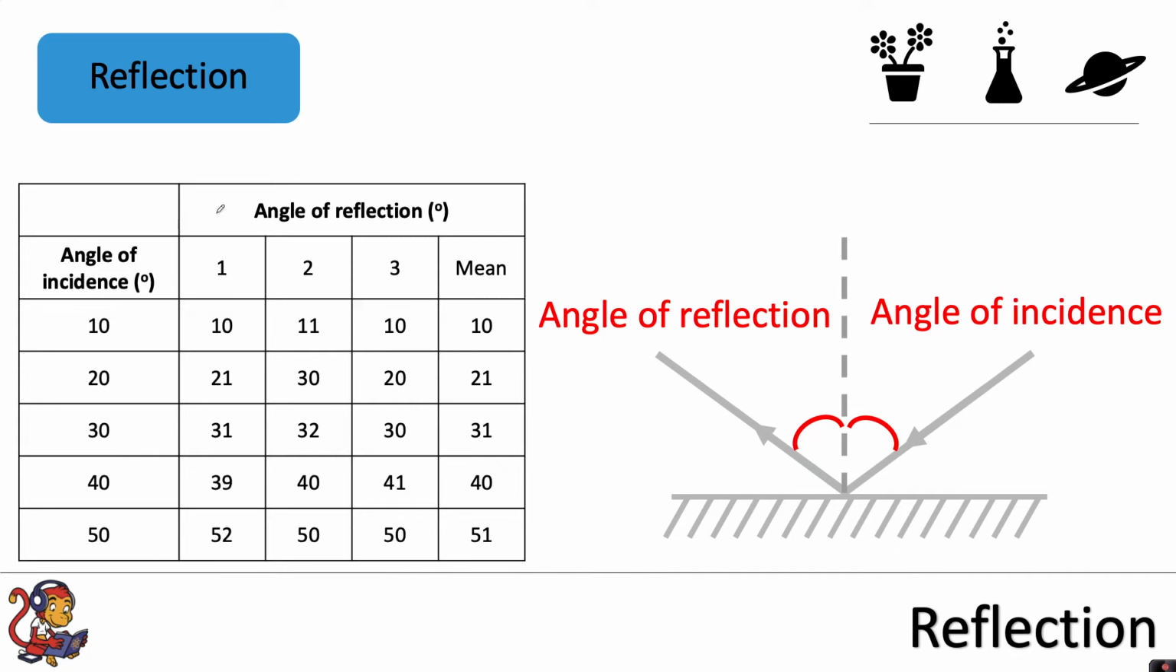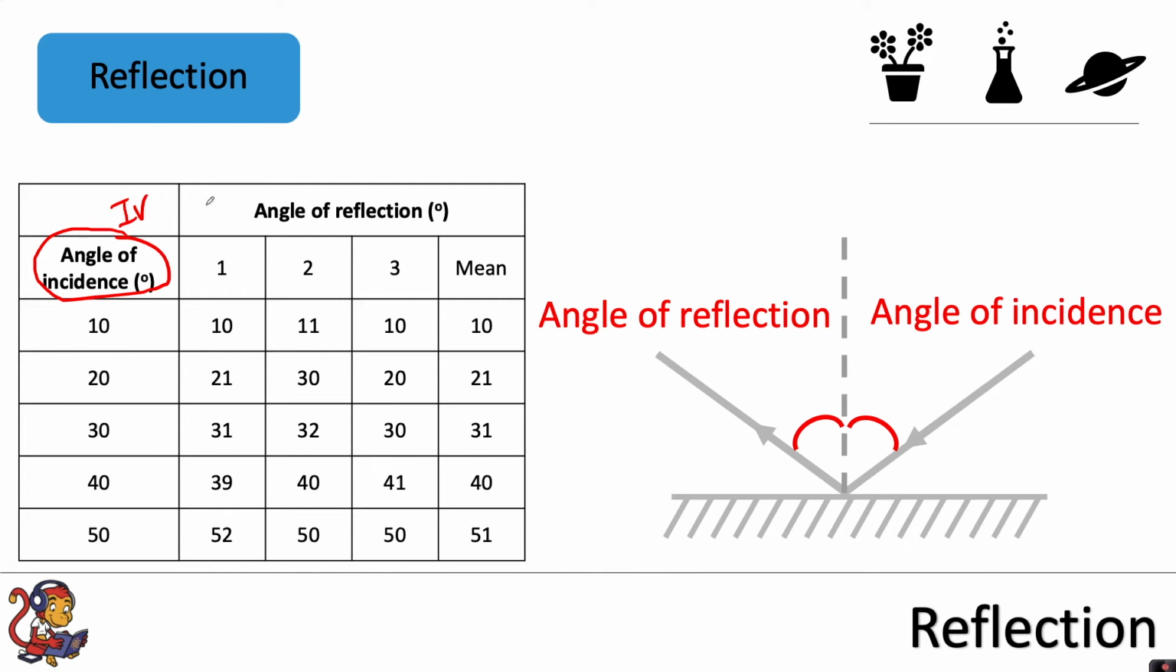And if you collect your data in a table of results, it might look something like this, whereby the angle of incidence is our independent variable because that's what we're changing, and I've got some examples here: 10, 20, 30, 40, 50 degrees.